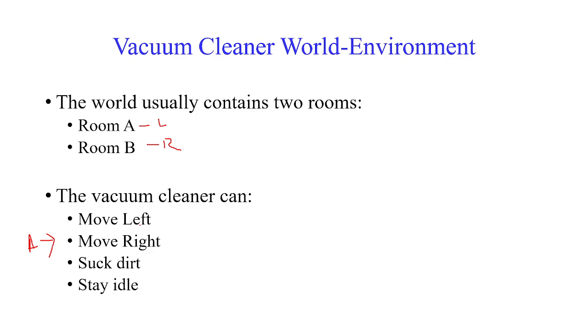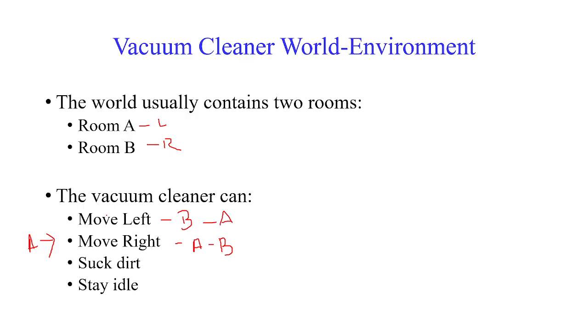Move left. The agent moves from B to A. If it is already in room A, this action has no effect. Next we'll talk about move right. The agent moves from A to B. If it is already in B, then there is no effect.